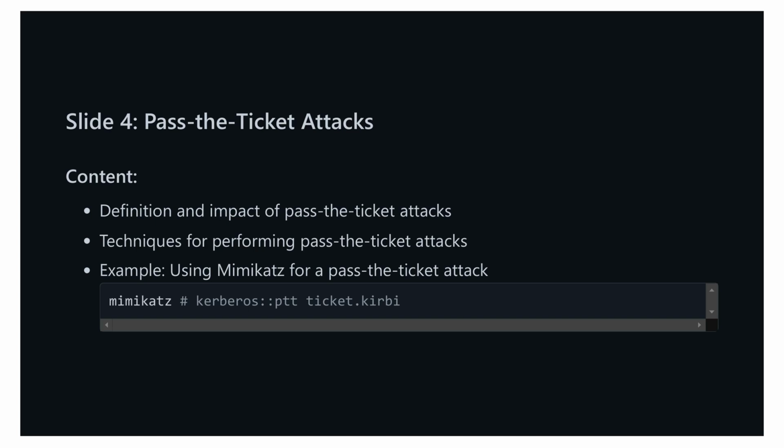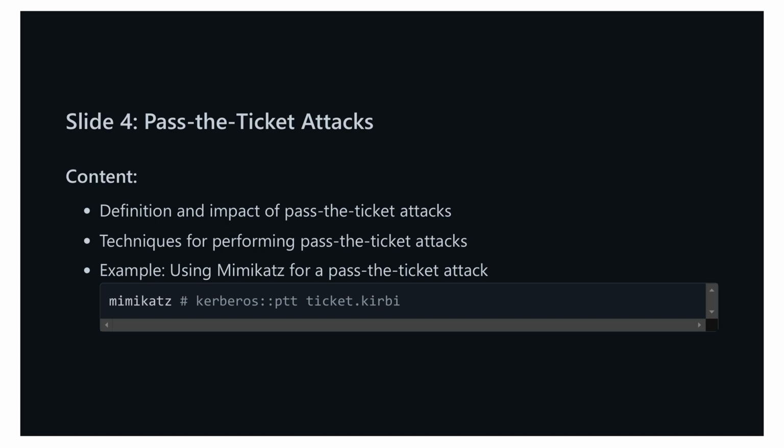Continuing from our previous discussion on pass-the-hash attacks, let's now move on to another common attack vector, pass-the-ticket attacks. Pass-the-ticket attacks involve obtaining a Kerberos ticket and using it to access network resources. These tickets, once acquired, allow an attacker to impersonate the ticket holder, which can be extremely damaging as it enables access to various resources without needing the original user's credentials. The techniques for executing a pass-the-ticket attack often involve tools like Mimikatz. Here's a practical example using Mimikatz to perform a pass-the-ticket attack. The command Mimikatz kerberos::ptt ticket.kirbi is used to inject a Kerberos ticket into the current session, effectively allowing you to assume the identity linked to that ticket.